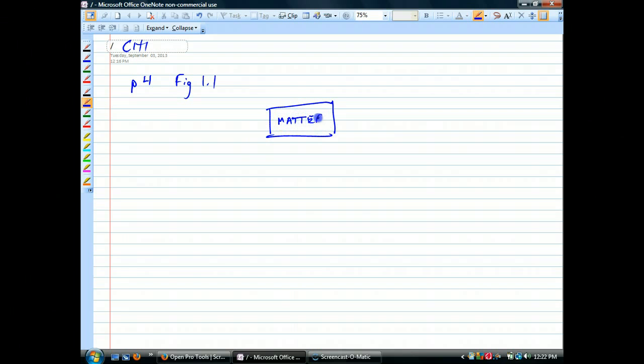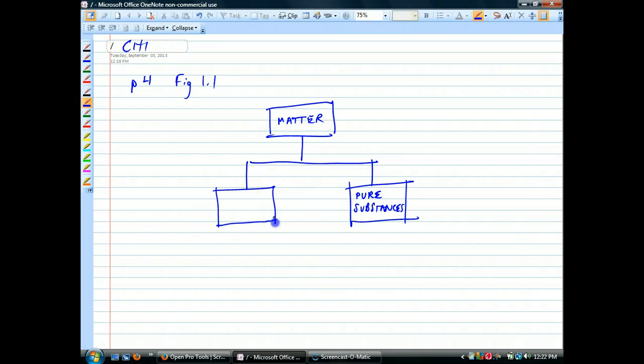And this might seem really basic, and that's true, but there are some key ideas in here that if you don't get will be a source of confusion for you for a long time. So first of all, we divide matter into 2 groups. One is pure substances. Some textbooks just say substances instead of pure substances. And then the other is mixtures.